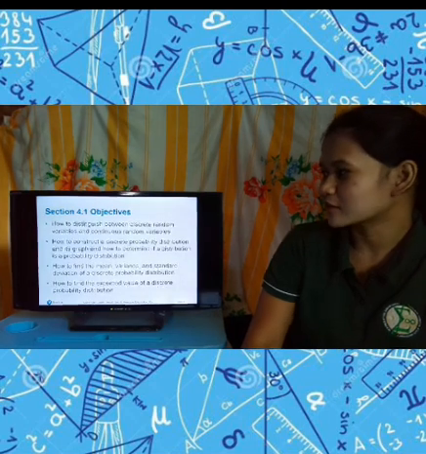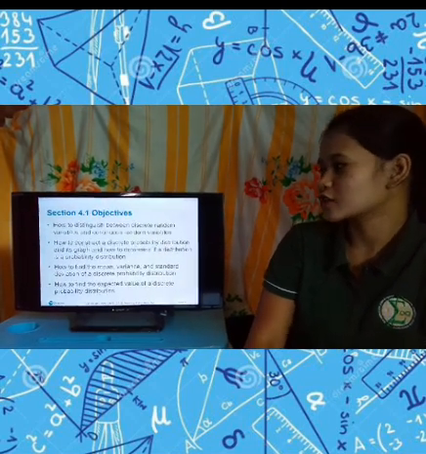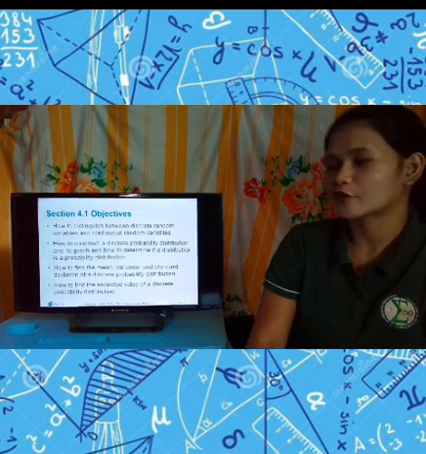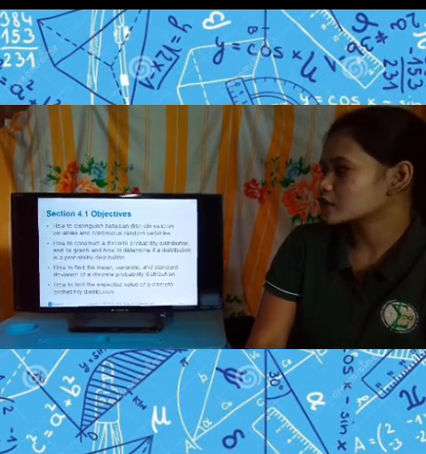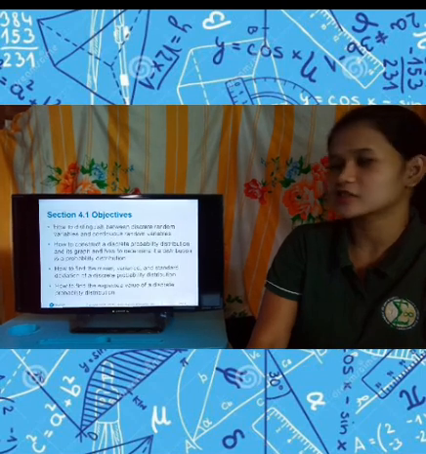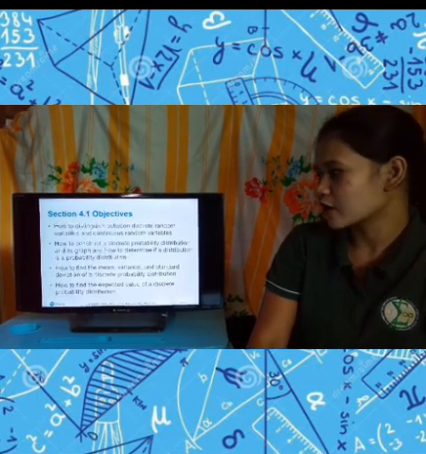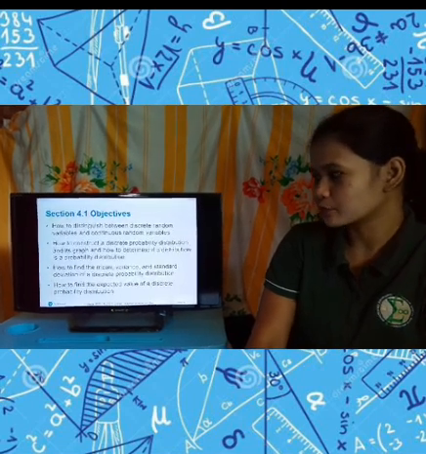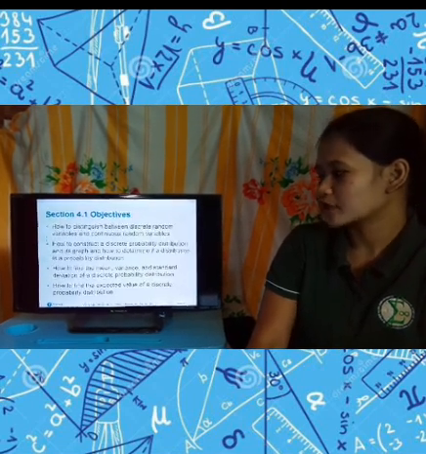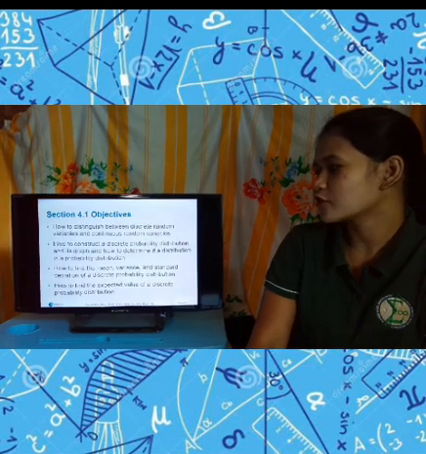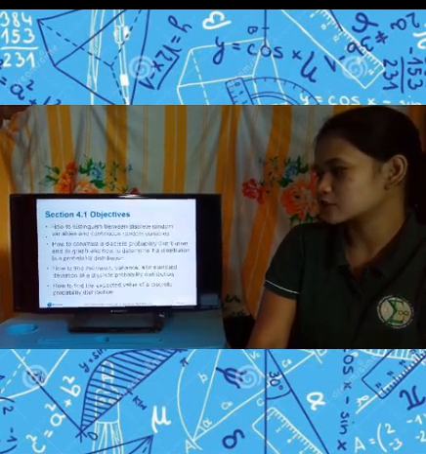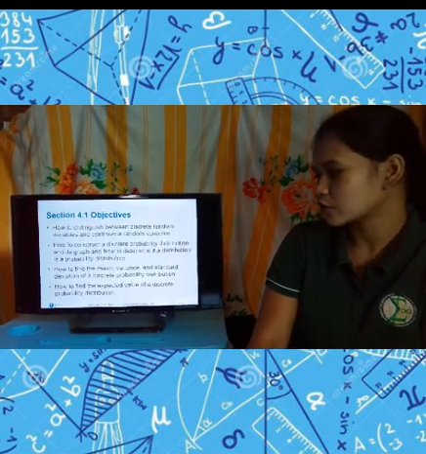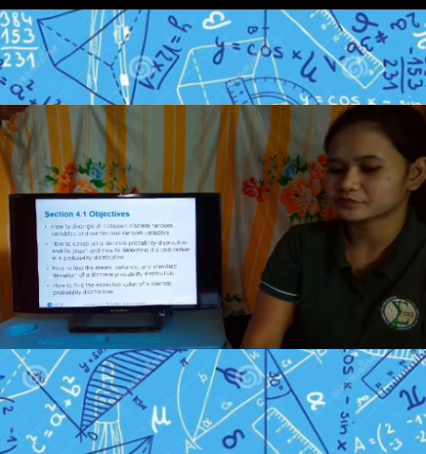So here are the objectives. First, how to distinguish between discrete random variables and continuous random variables. Second, how to construct a discrete probability distribution and its graph, and how to determine if a distribution is a probability distribution. Third, how to find the mean, variance, and standard deviation of a discrete probability distribution. And finally, how to find the expected value of a discrete probability distribution.